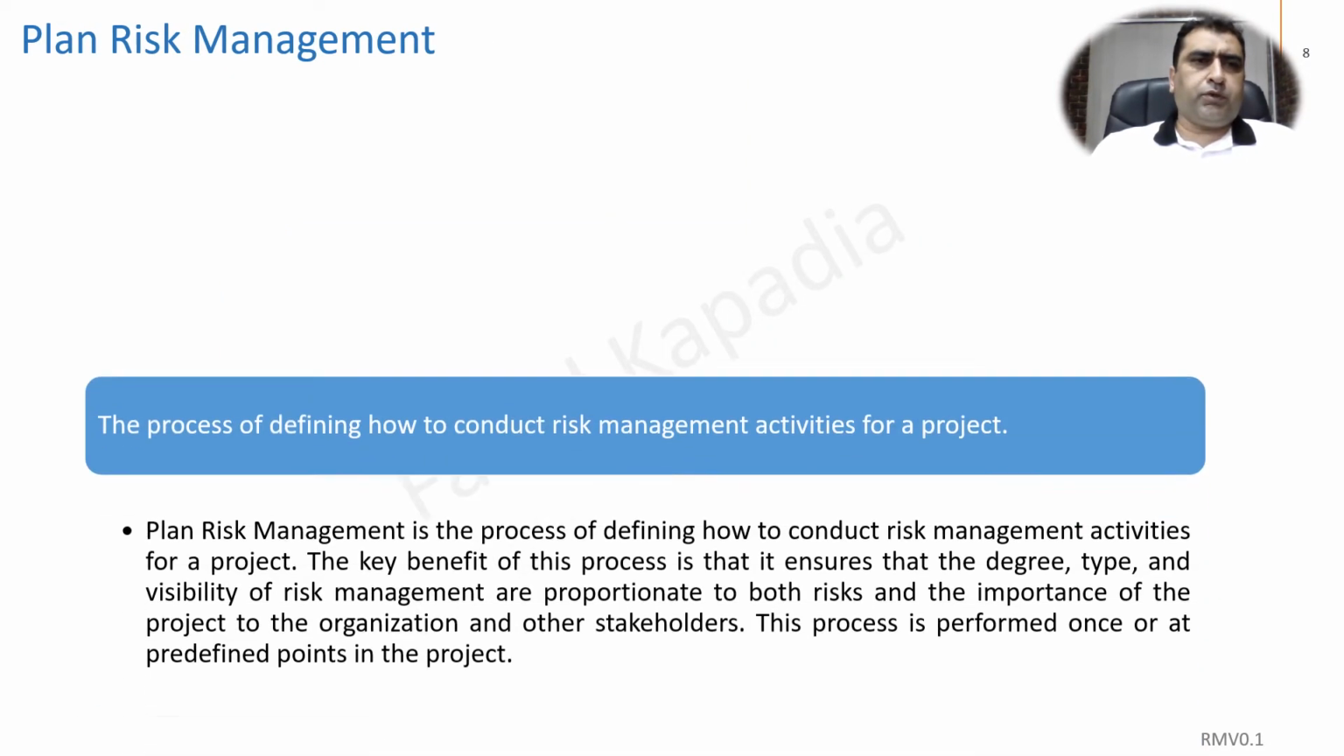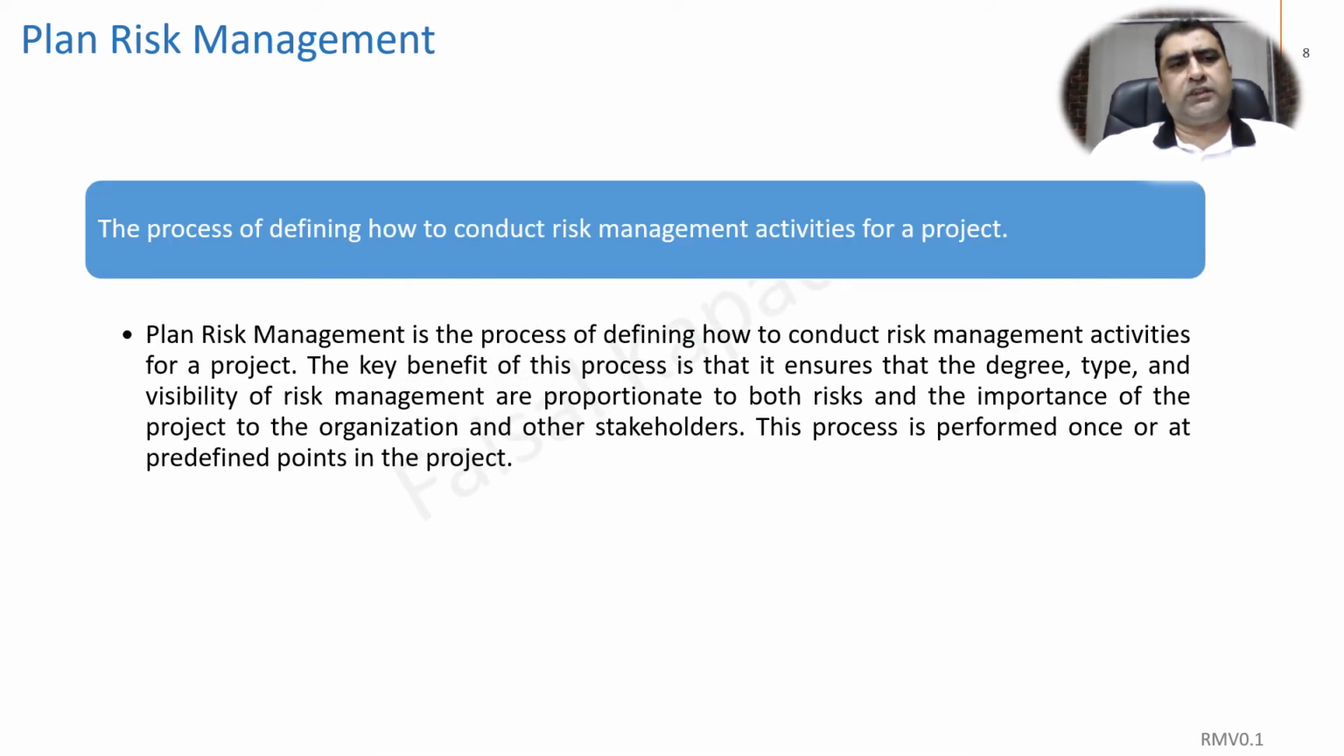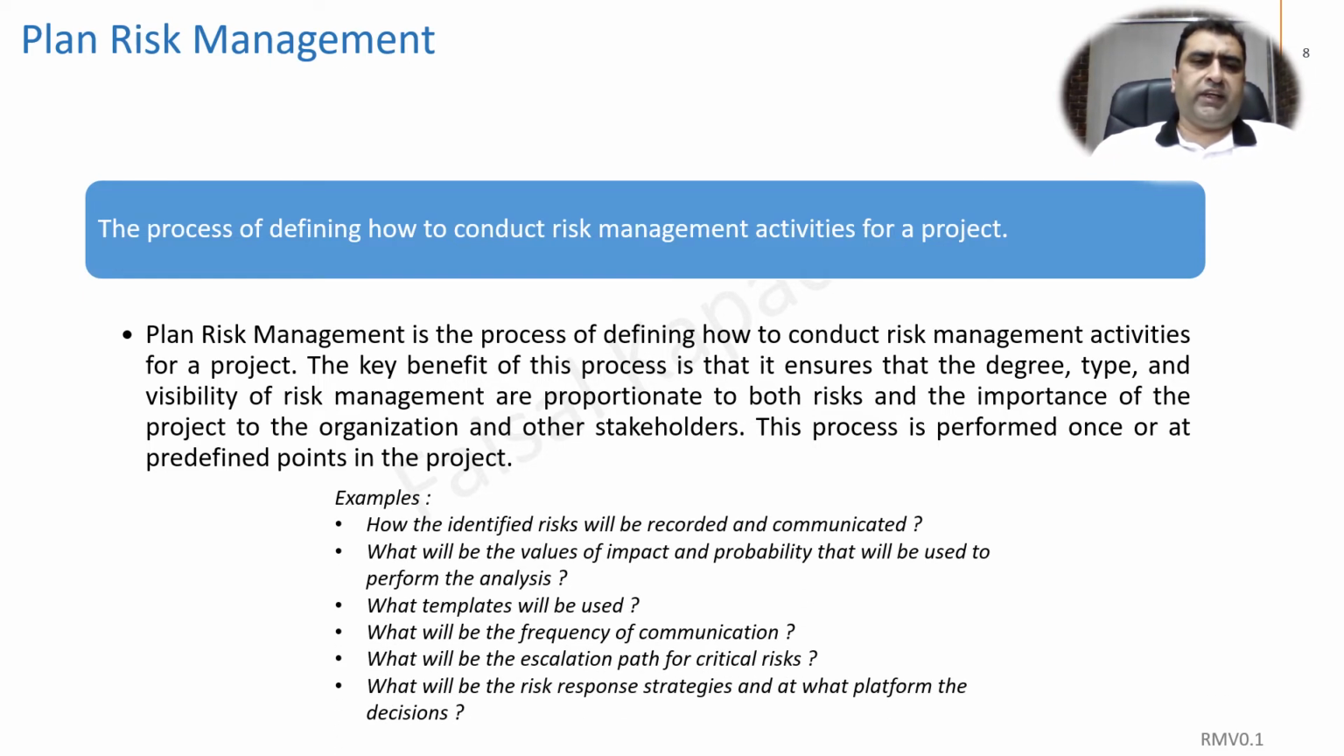So the first component of the risk management process is plan risk management. This process basically defines how we are going to do the risk management during our project. Examples to understand the planning of the risk management process include how the risks will be identified, recorded, and communicated. What will be the values of the impact and probability that will be used to perform the analysis? What templates are we going to use?